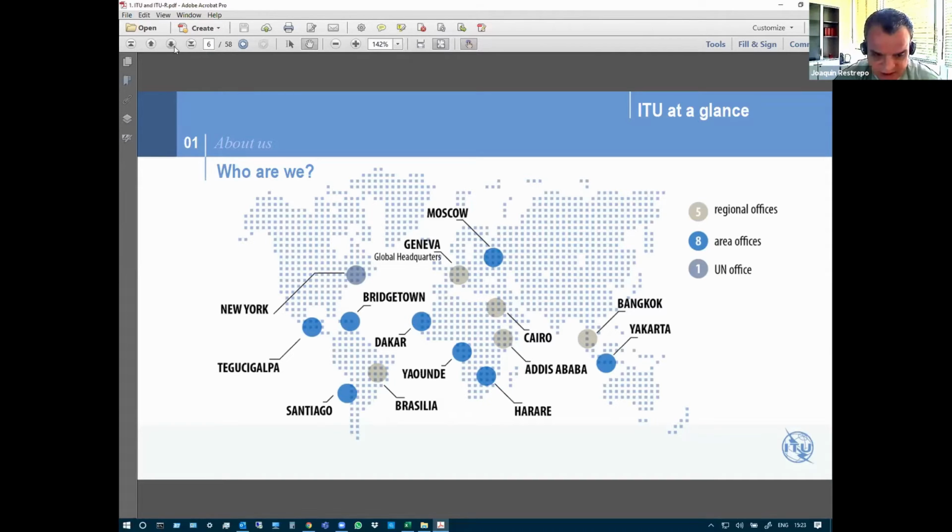And we have, in this case for us, the Americas office, led by my colleague, also connected, Bruno Ramos. And there are 3 area offices, having in mind the diversity of cultures and economies of the region. One for the Caribbean in Bridgetown, led by my colleague Cleveland, one for Central America in Tegucigalpa, and one for South America in Santiago.